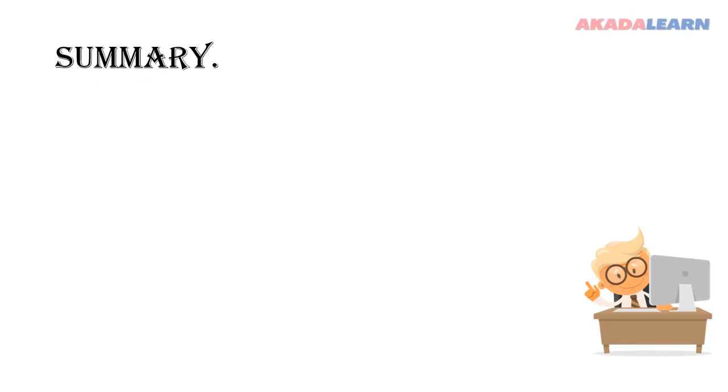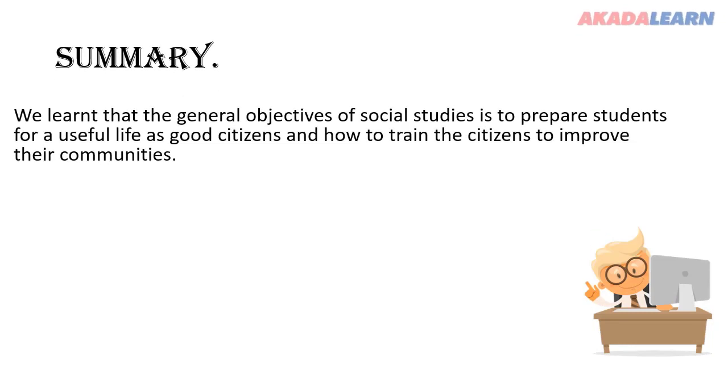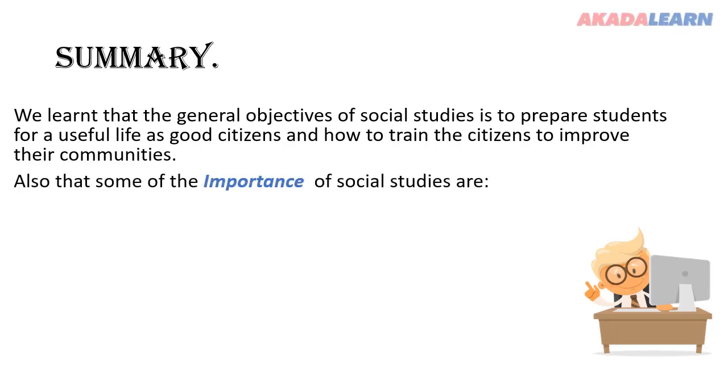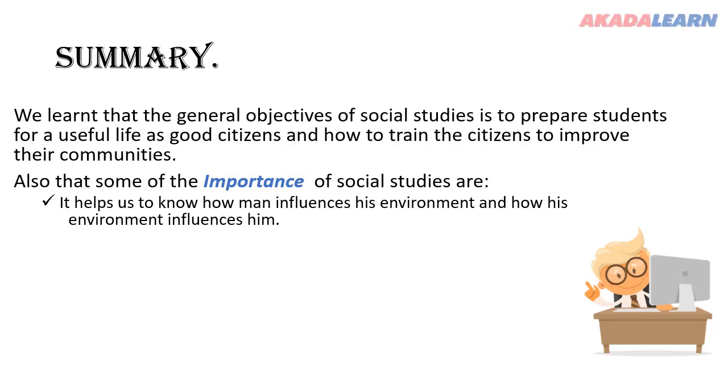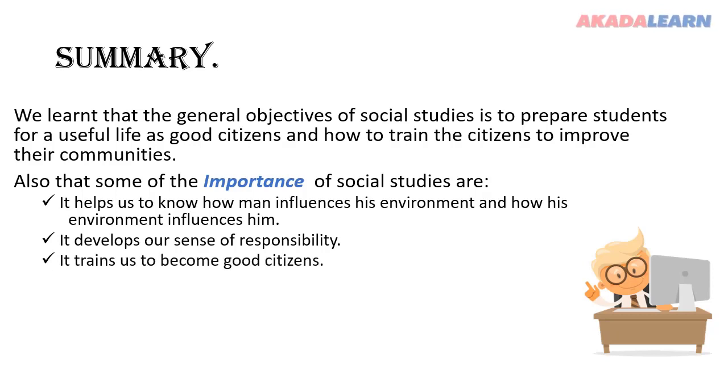So, conclusively, today we've learned that the general objective of social studies is preparing students for a useful life as good citizens, training the citizens to become better ones, and improving their communities. We've also learned that some of the importance of social studies are to help us know how man influences his environment and how his environment influences him in return. It develops our sense of responsibility. Finally, it trains us to be good citizens in our communities.